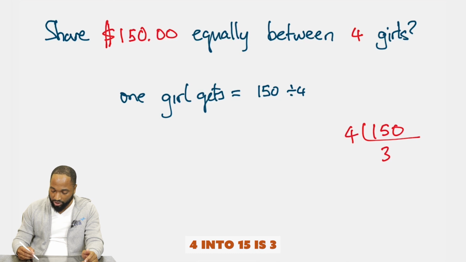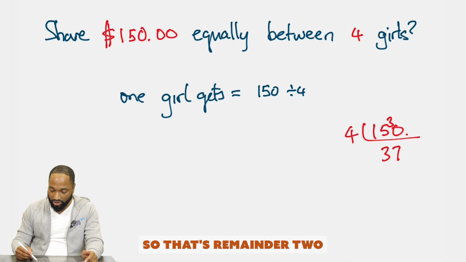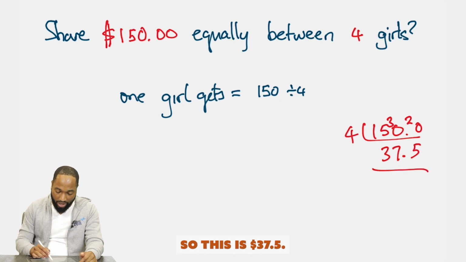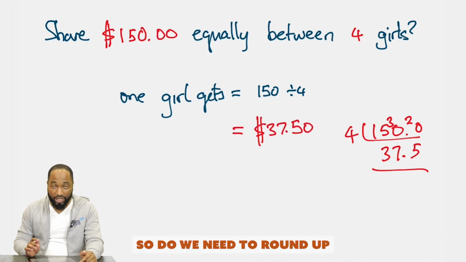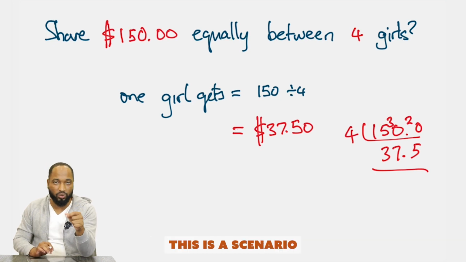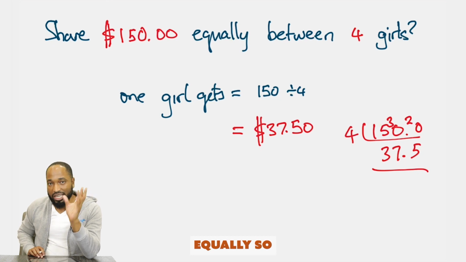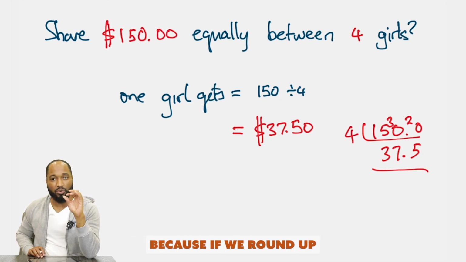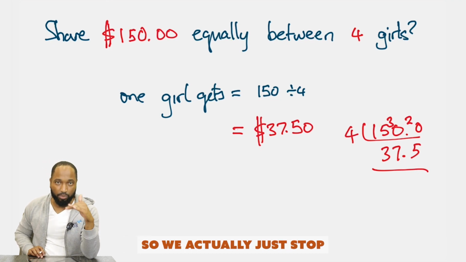4 into 15 is 3. Remainder 3, since 4 3s are 12. And 4 into 30 is 7. 7 4s are 28, so that's 30 minus 28, so that's remainder 2. And then 4 into 20 is 5. So this is $37.50. So do we need to round up or down in this case? No. This is a scenario where we want the exact amount. We want to share money equally, so we don't need to round up, because if we round up, we will get a wrong answer when we add back up all the money that they get. So we actually just stop with the quotient.